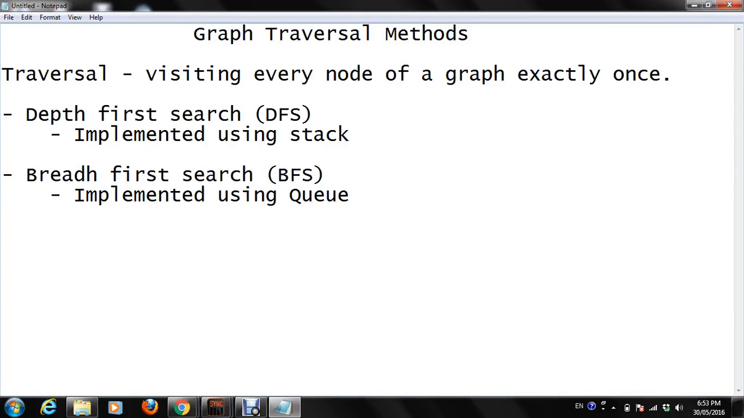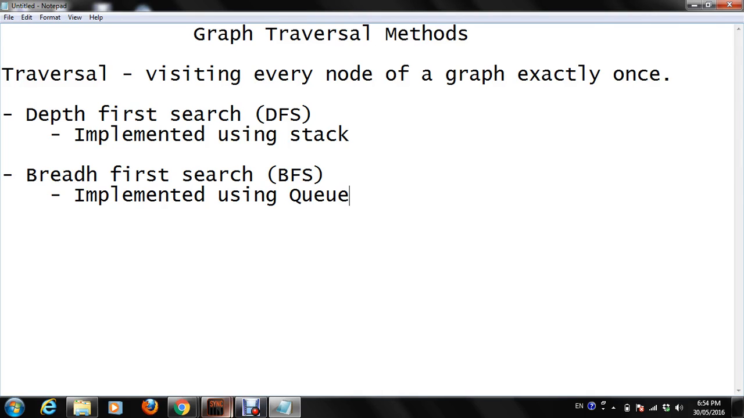We will discuss graph traversal methods. Traversing a graph means visiting every node of a graph exactly once. There are two methods. First one is depth first search, which is implemented using stack, and the second method is breadth first search, which is implemented using queue.